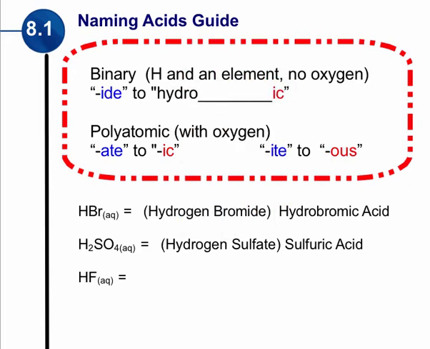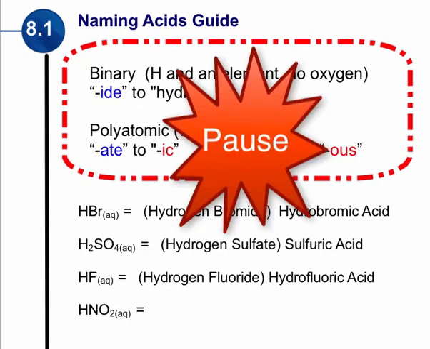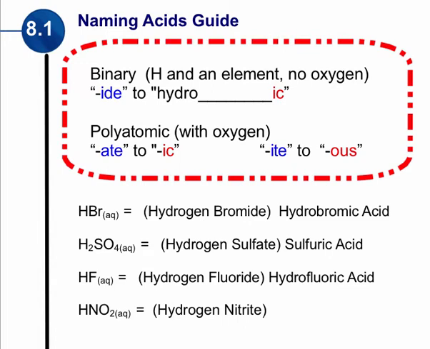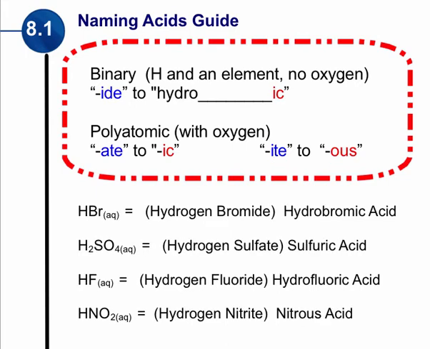Well, HF is binary. The periodic table tells us that it's hydrogen and fluoride. So our name here would just be hydrofluoric acid, ide to ic. And try this last one again on your own. HNO2 is hydrogen and nitrite. Well, if we look at the ite convention, ite is going to become ous, and we'll just have nitrous acid.